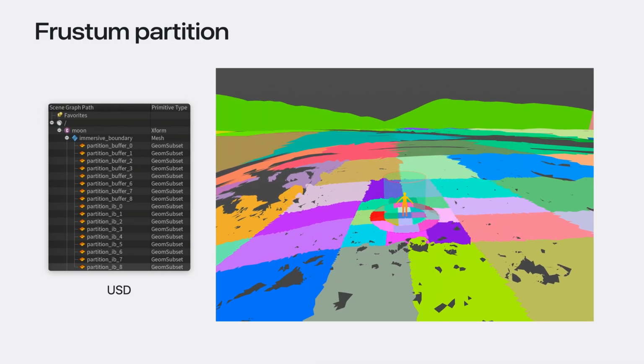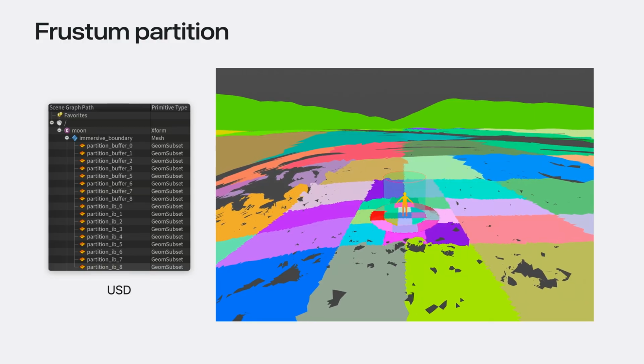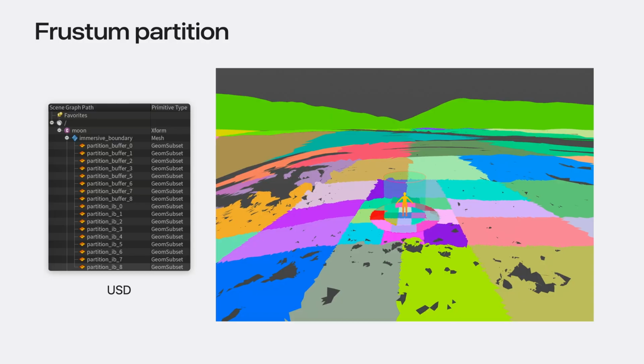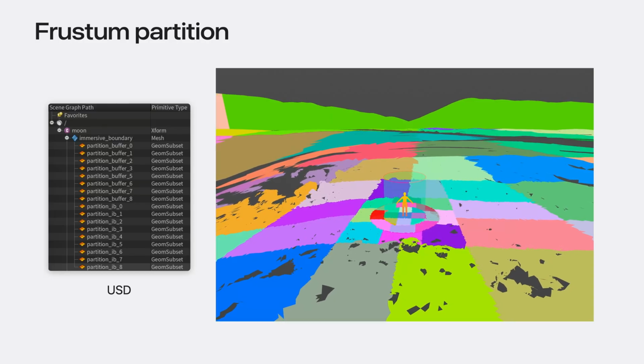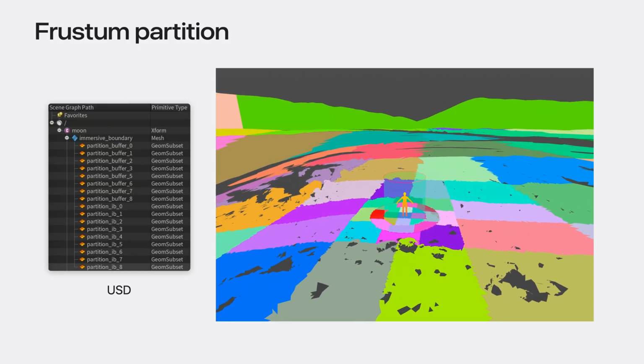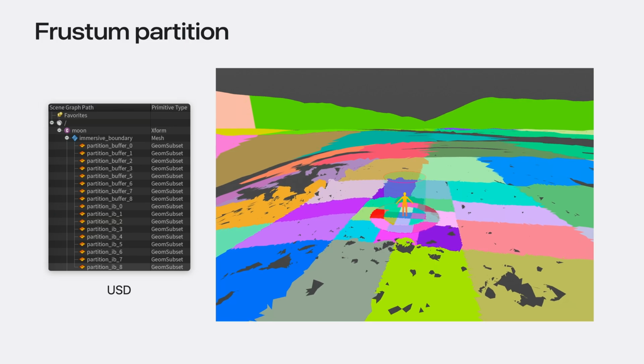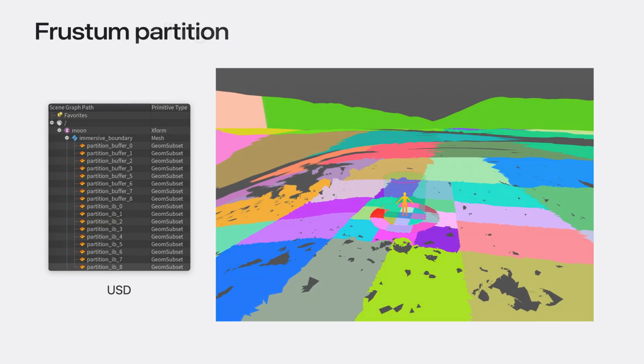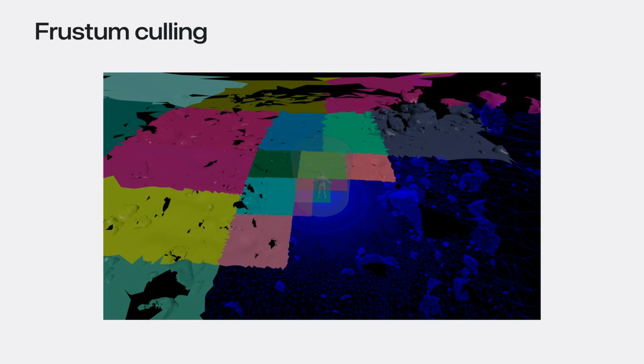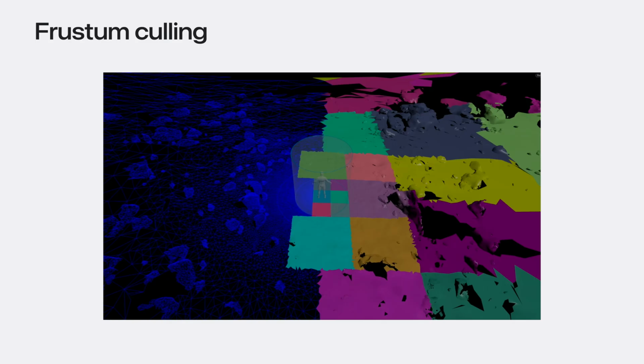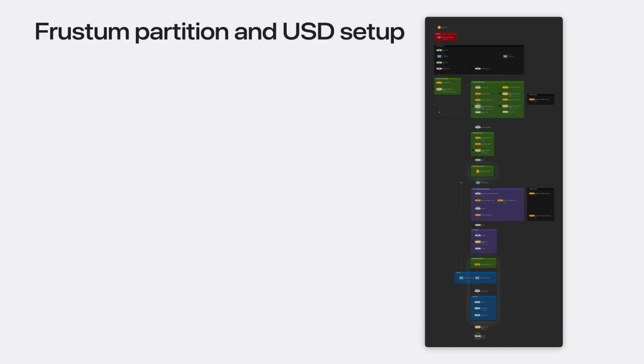The USD hierarchy can be used to partition the scene, allowing the renderer to automatically cull geometry based on the bounding box of each entity, improving performance by removing objects not visible in the camera's field of view. Here's a visualization of how this works. The blue wireframe highlights entities being unloaded from the GPU as the viewer looks around and moves through the scene.